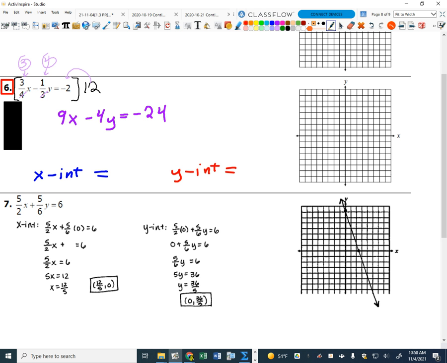Okay. Good. But remember, we got a little shortcut here. Remember, we can just do this. If I want to find the x-intercept, I can just cover up, set y equal to 0 and solve. So I'm just getting negative 24/9, right? Which I could reduce. If I want to find the y-intercept, I'm just covering up that term. Get negative 20, just divide both sides by negative 4. See what I'm saying?